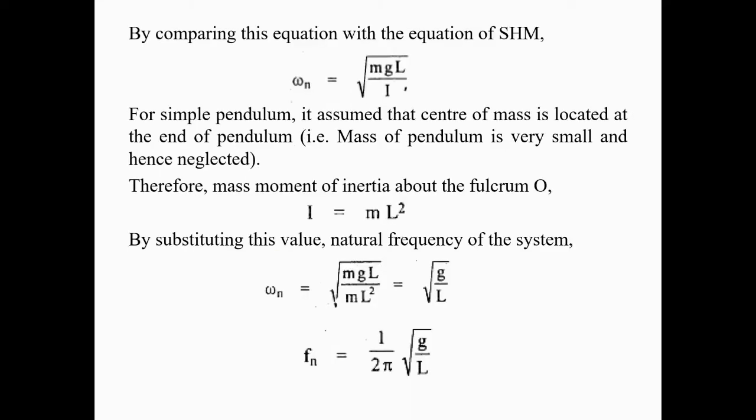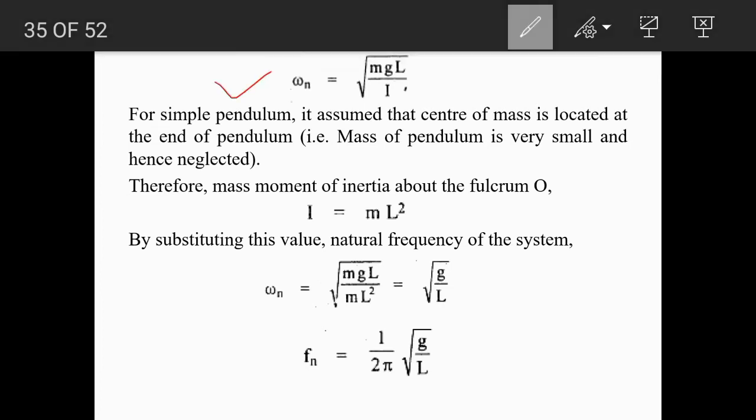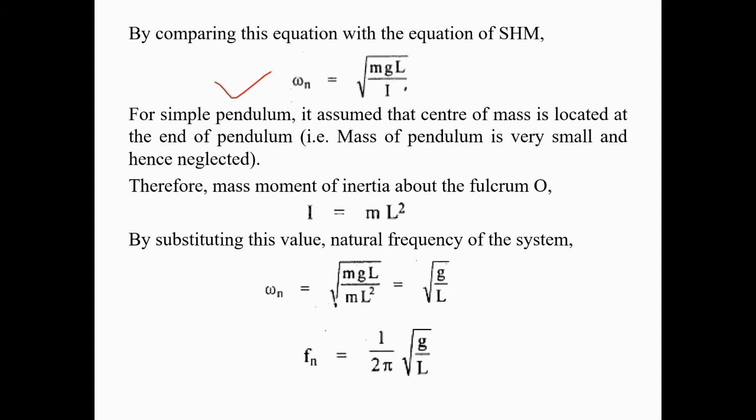Okay, so here we could get the natural frequency omega n is equal to square root of mgL by I. Now for a simple pendulum, it is assumed that the center of mass is located at the end of the pendulum. So the whole mass is concentrated at the end of the pendulum, and that's why the mass moment of inertia of the system about the fulcrum point could be written as I is equal to m L square.